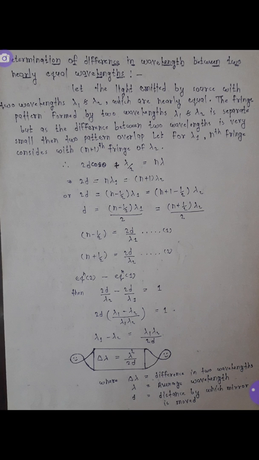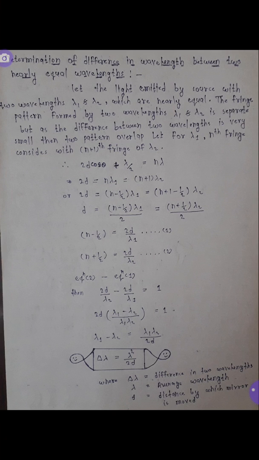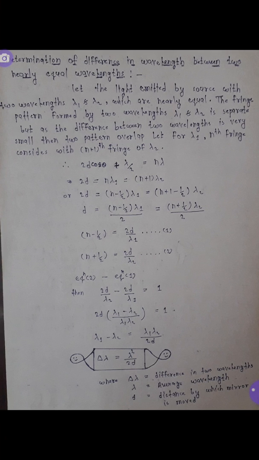Let the light emitted by the source have two wavelengths lambda 1 and lambda 2 which are nearly equal. The fringe patterns formed by the two wavelengths lambda 1 and lambda 2 are separate, but as the difference between the two wavelengths is very small, the two patterns overlap. Let lambda 1 form the nth fringe and lambda 2 form the (n plus 1)th fringe. Then we solve this condition and get the formula for delta lambda.